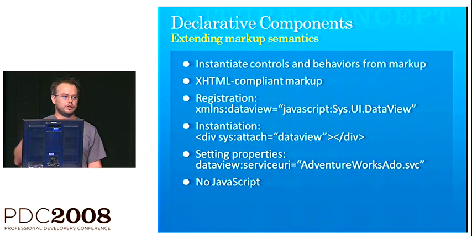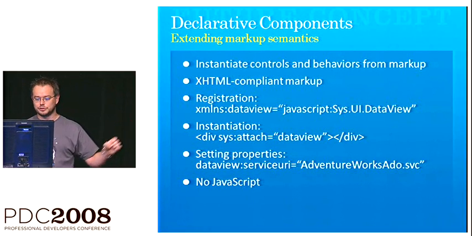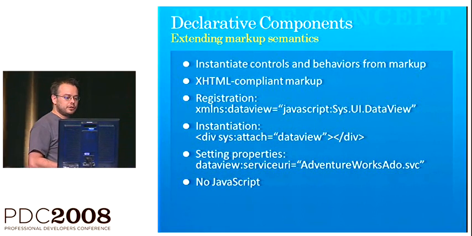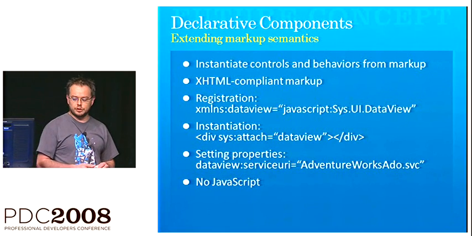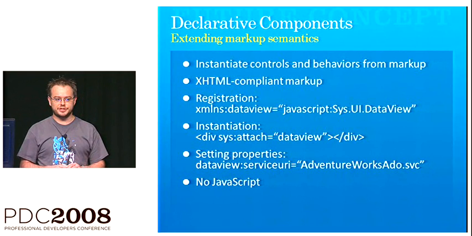So this is almost equivalent to doing a Register directive in an ASP.NET page. Register, source equals, and then you point to a user control, for example, and then you say tag prefix equals and tag name equals. To do the actual instantiation of that component, you use the special attribute that we expose, which is sys:attach.